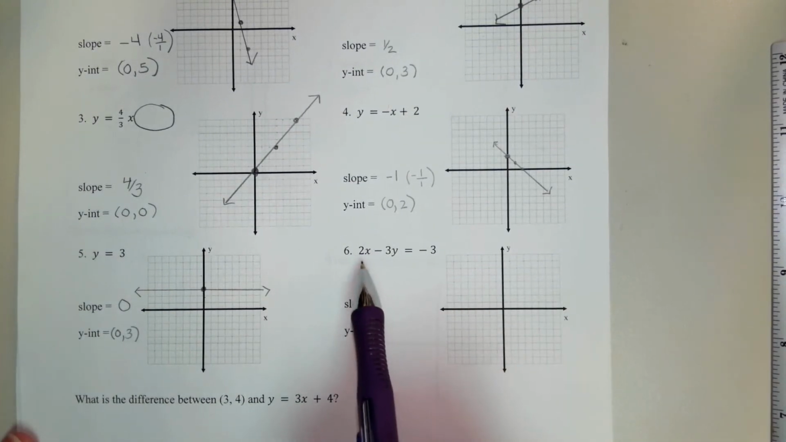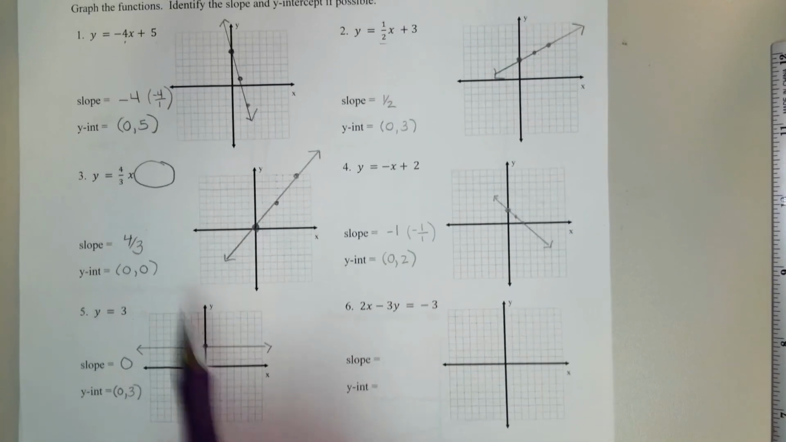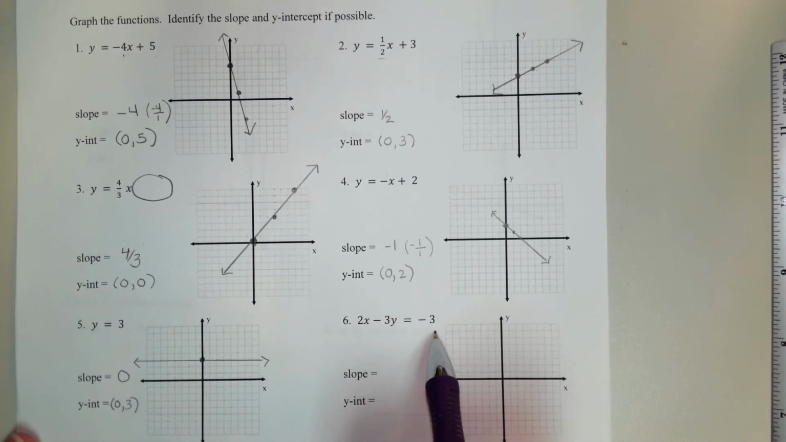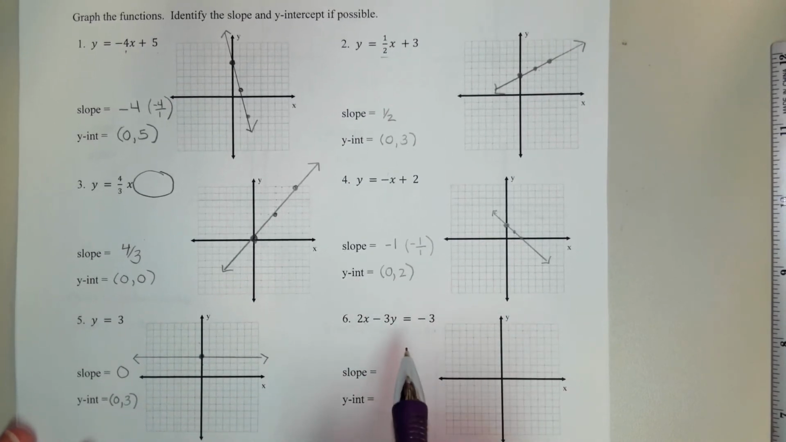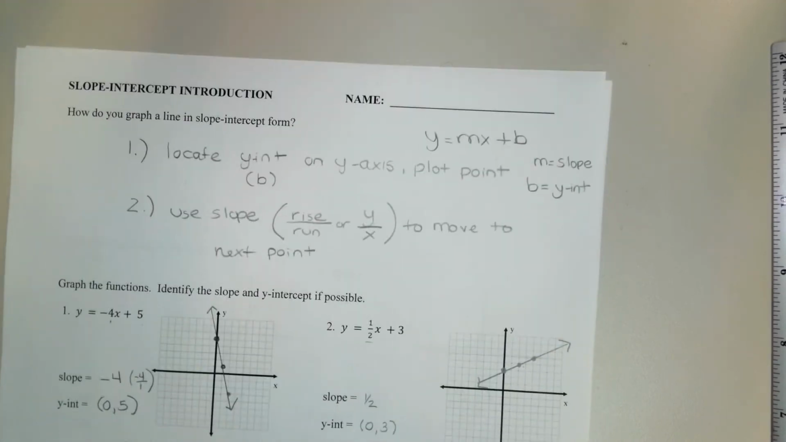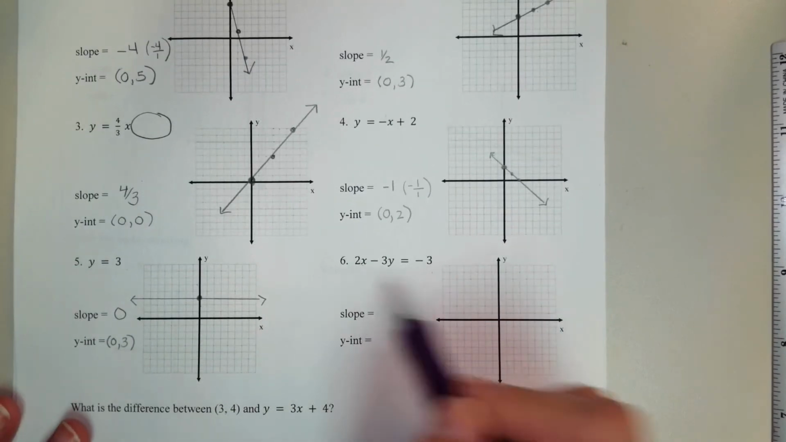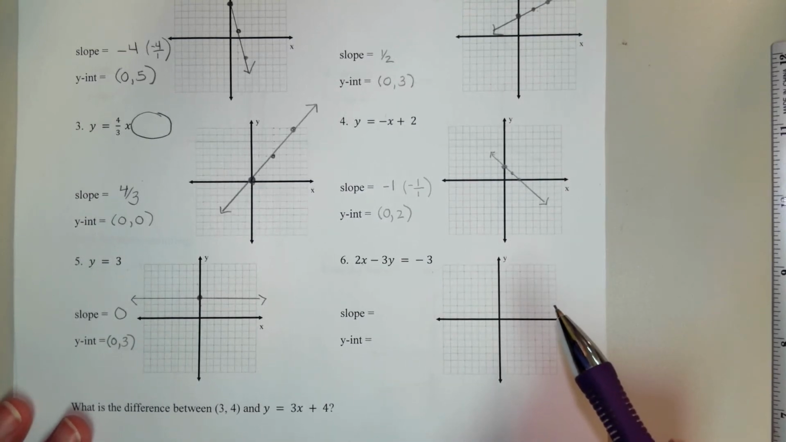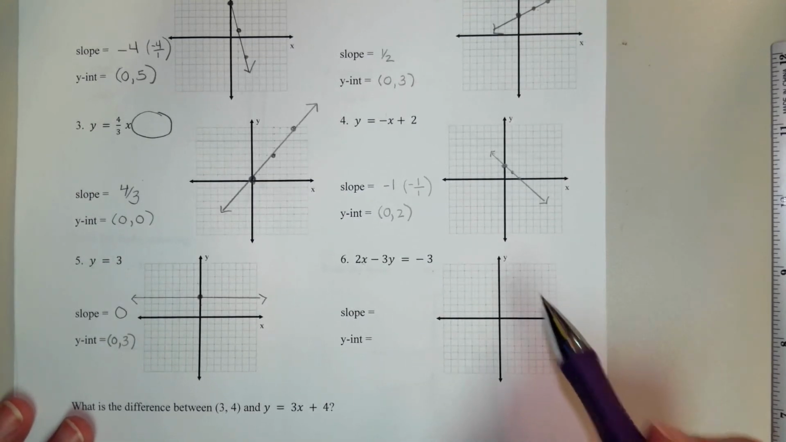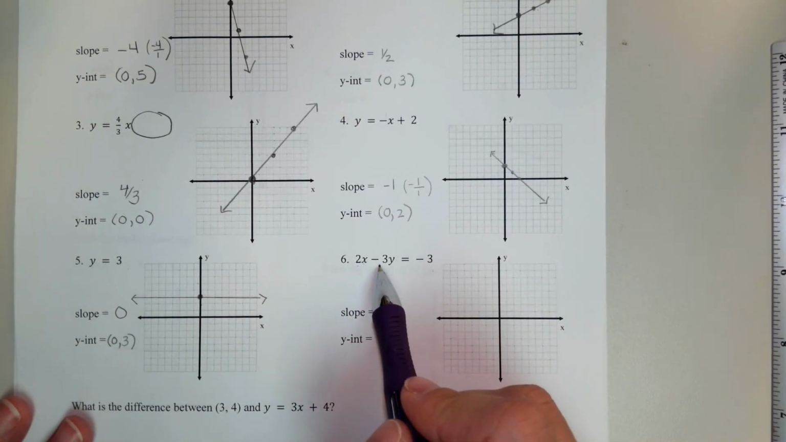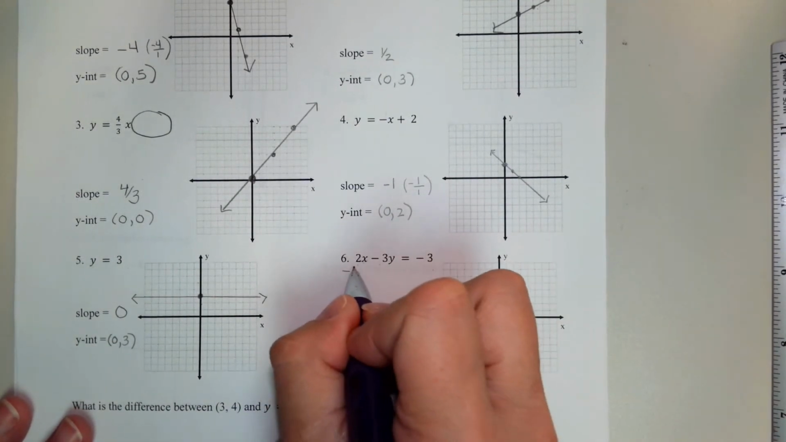Now, this one is different than the rest because it is not in y equals mx plus b form. So because of that, we're not able to figure out what the slope and the y-intercept is at this point, because the only time we can find the slope and y-intercept is when it's in slope-intercept form. So we need to rearrange this equation to make it into slope-intercept form. That means I need the y on one side of the equal sign and I need to get rid of that -3. So I'm going to start by moving the 2x.